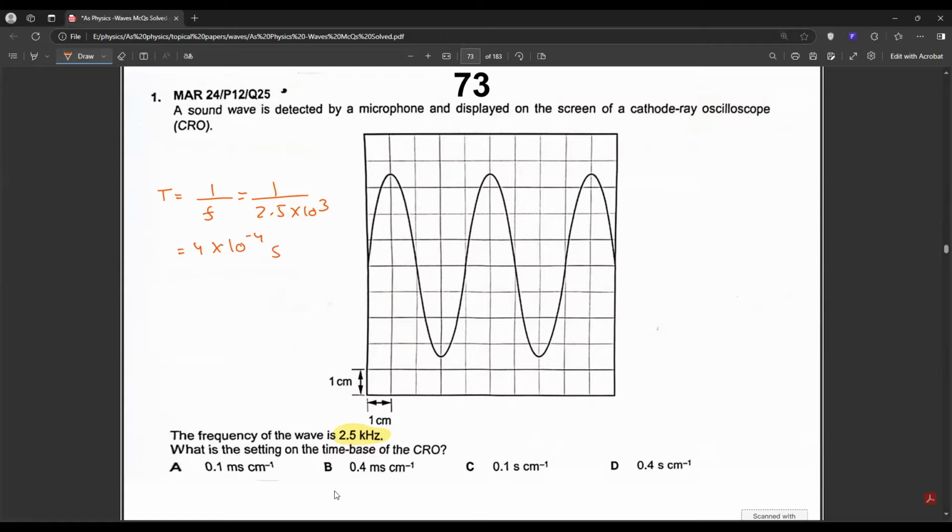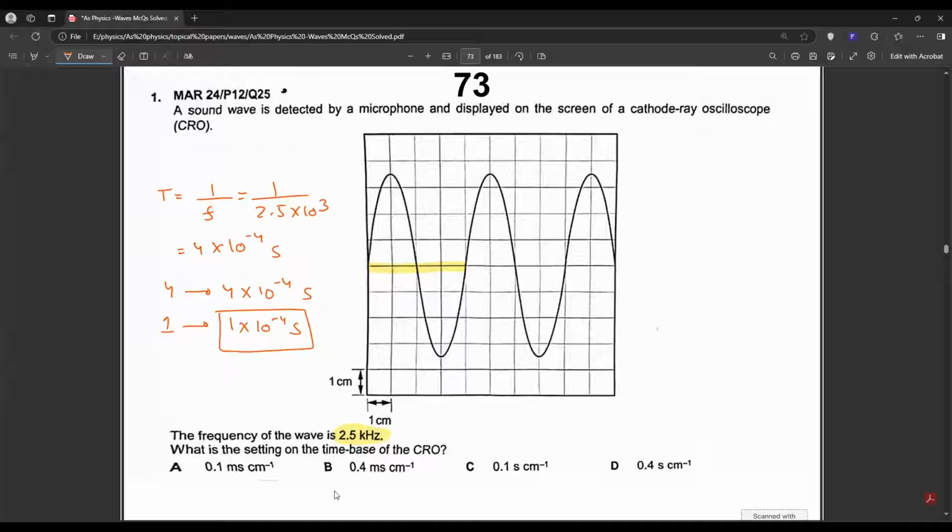Perfect. This is your time period to complete one wave. The time taken to complete one wave is this. 4 boxes are being utilized to complete one wave. So one box will represent what? If 4 boxes represent 4 into 10 raised to the power of minus 4 seconds, one box will represent what? 1 into 10 raised to the power of minus 4 seconds.